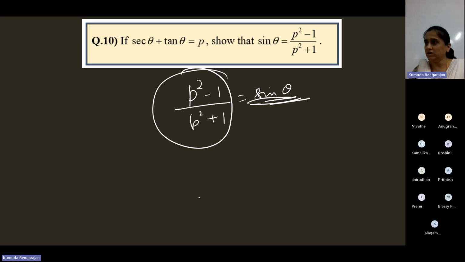Whichever side you can work, that side you will have to take up. So here you have to take up P square minus 1 by P square plus 1, the RHS. And for P, use secant theta plus tan theta. You work that, and you should get sin theta as the answer.